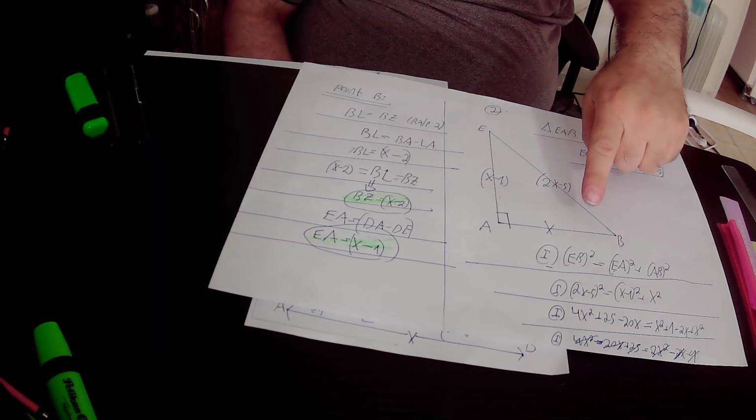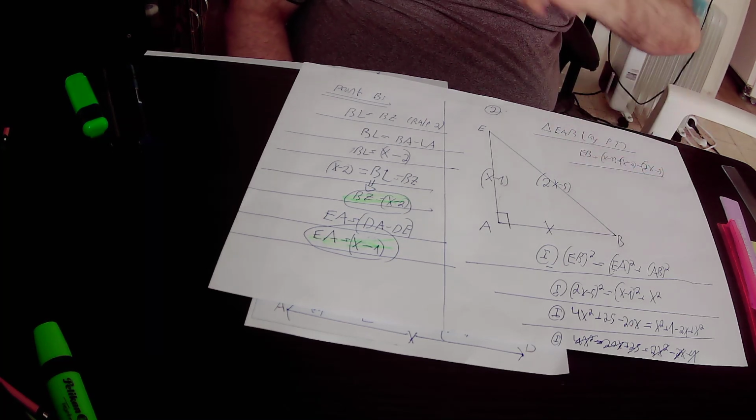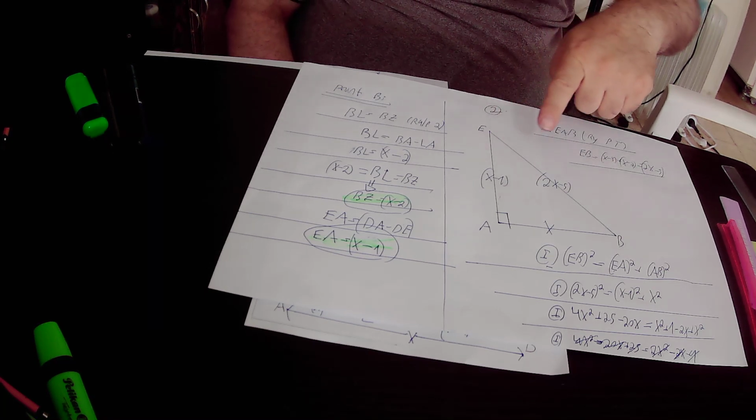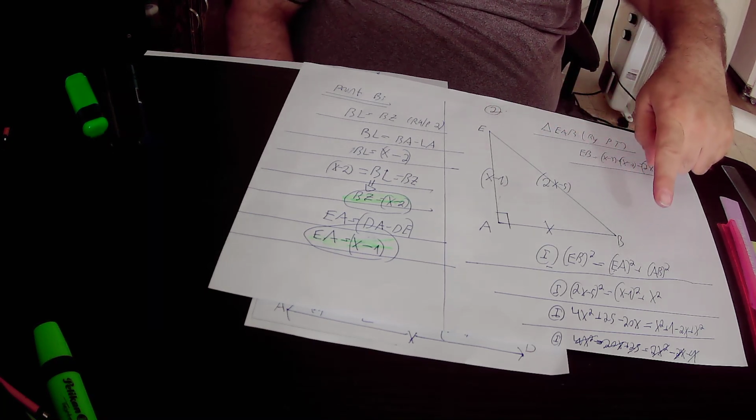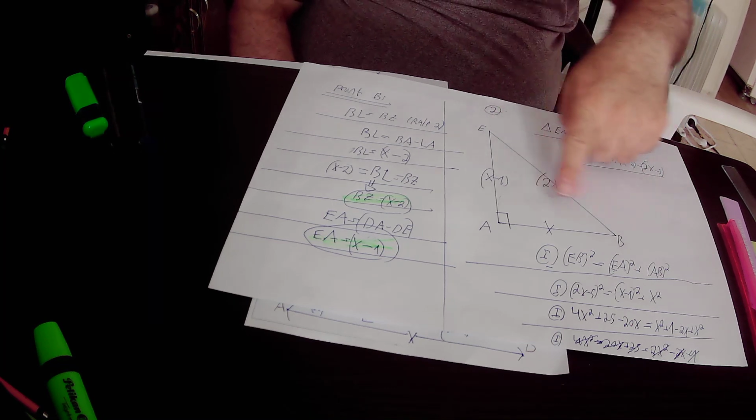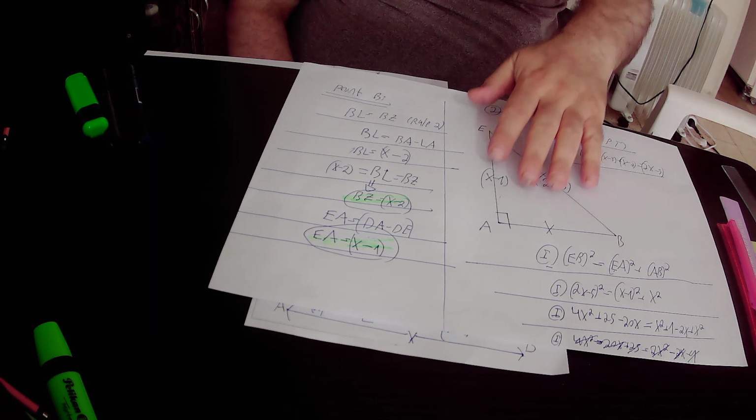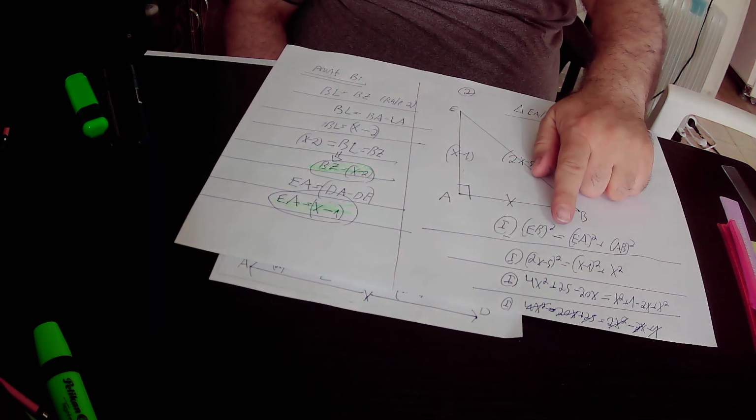EB equals 2x minus 5, so EB squared is (2x minus 5) squared. That is equal to EA squared. EA equals x minus 1, so EA squared is (x minus 1) squared, plus AB squared. AB equals x, so AB squared is x squared. We open the brackets on both sides of this equation, equation number 1.